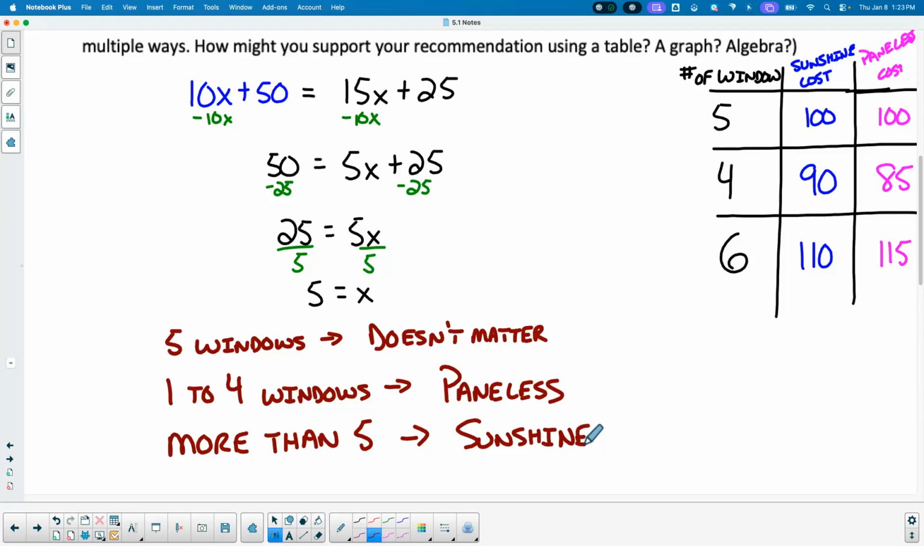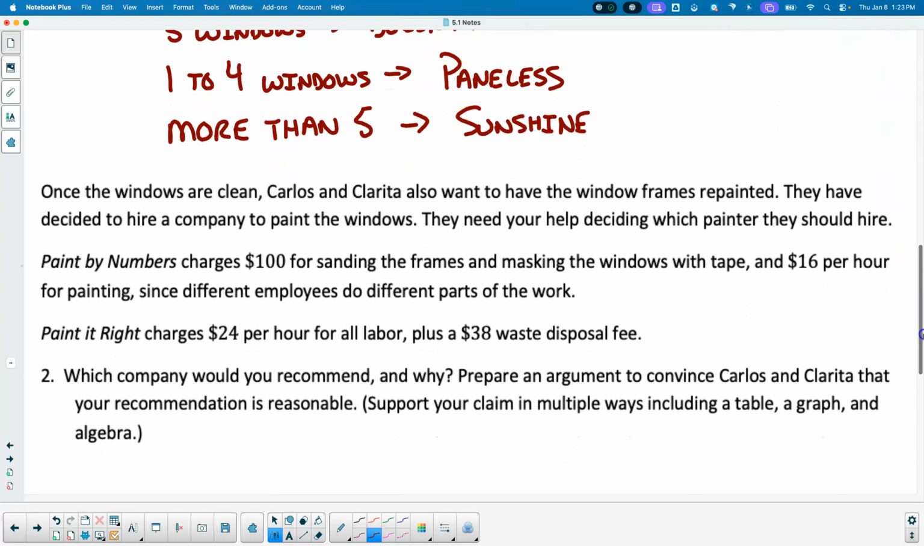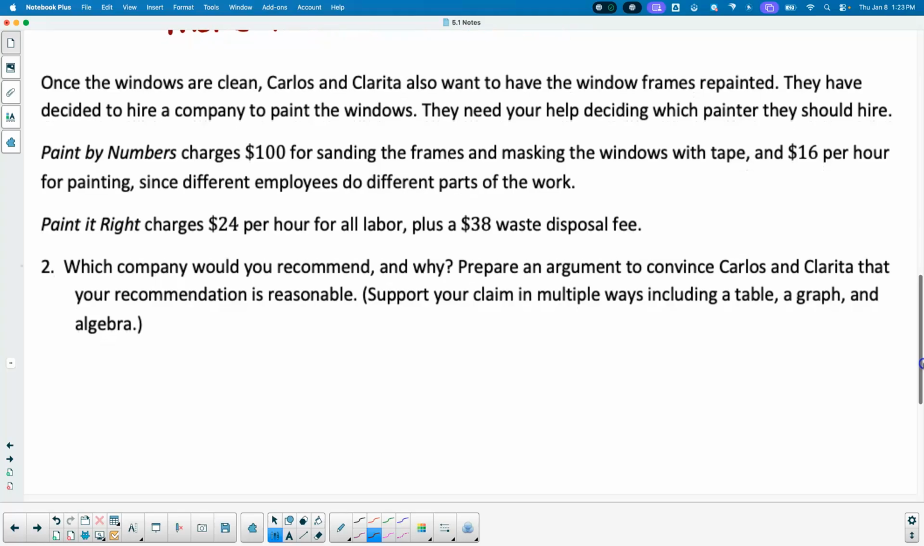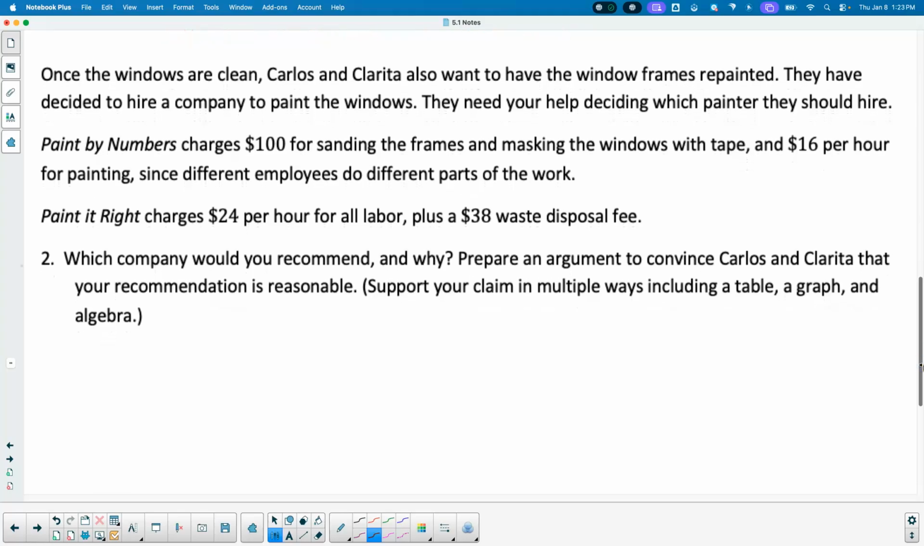Love it. So now what I want you to do is, now once the windows are clean, now they want to paint the window frames. Okay? All right? I'm going to scroll back up so you see all of the work that we just did on that one so you can follow along. It's much the same. It's just now you've got to develop a paint by numbers equation, a paint it right equation, and then you have to recommend which one for which scenarios. Okay? All right? Go for it.